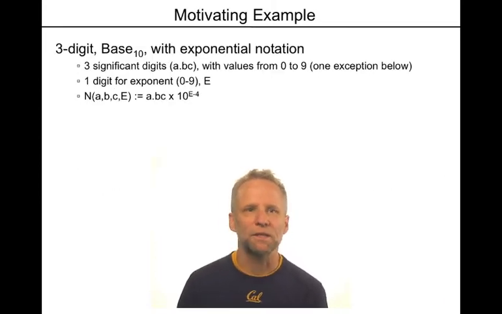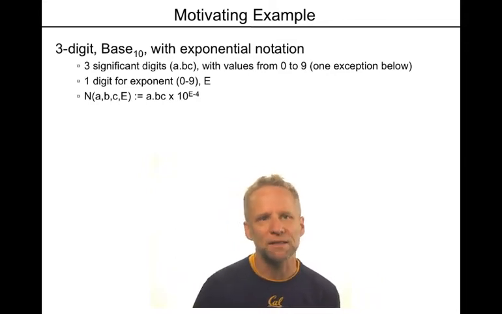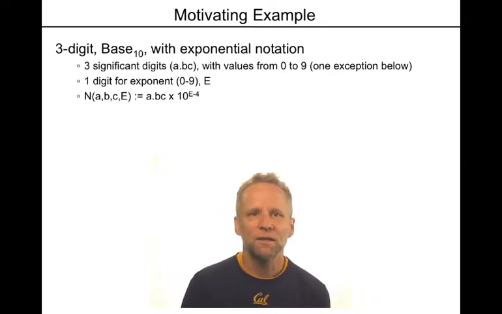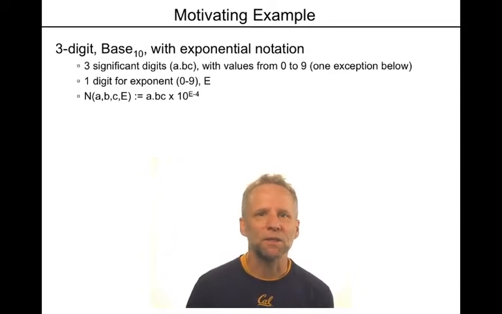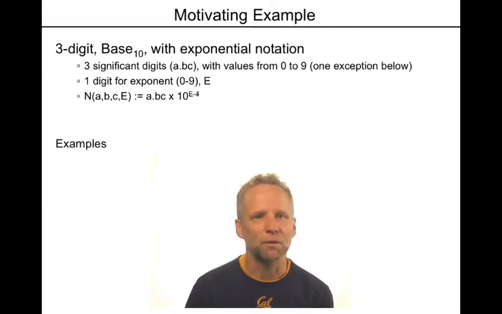So let's continue on with this example. I've summarized the basics at the top: 3 digits, base 10, exponential notation. And I didn't explicitly write the rule here, but you remember the rule that A equals 0, E not equal to 0 is not allowed. You should simply shift the digits until you get a representable number.